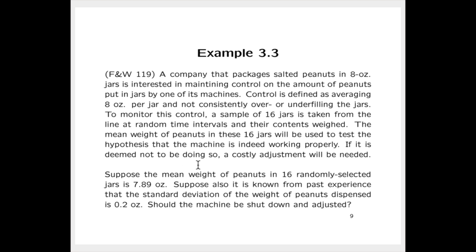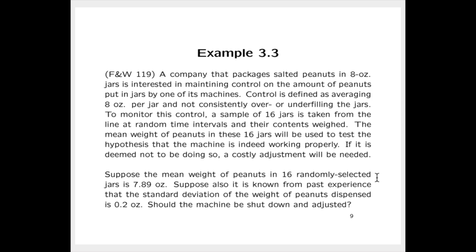If we conclude based on the data that the machine is not working properly, then we'll shut the assembly line down, and then make a costly adjustment. Now, suppose that the mean weight of peanuts in 16 randomly selected jars is 7.89 ounces. So, we've selected the sample, we've measured the weights of the 16 jars, and we don't have the raw data in front of us, but we're given the sample statistic of the sample mean being 7.89 ounces.